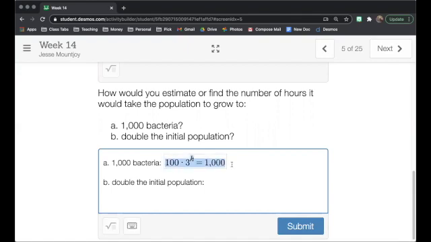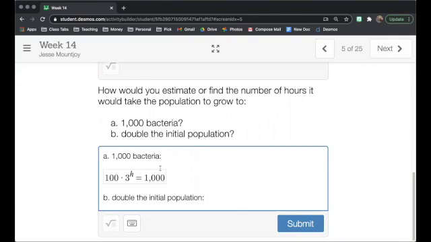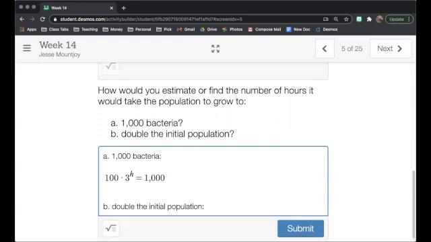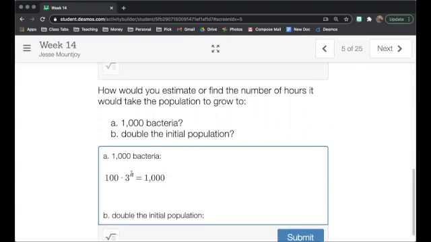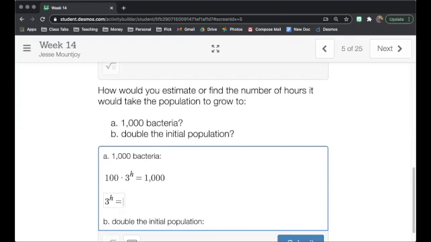So actually, I'm going to copy this and move it down to the next line so I can solve it. So this is an equation that I need to solve. I want to know what h is, right? My first step in solving this equation, we're trying to get h by itself, which is difficult, but let's just think. The first step would be to divide both sides by 100. So if I do that, I'm going to get 3 to the h power is equal to 1,000 divided by 100, which is 10. Okay. So now I need to know 3 to what power is equal to 10.